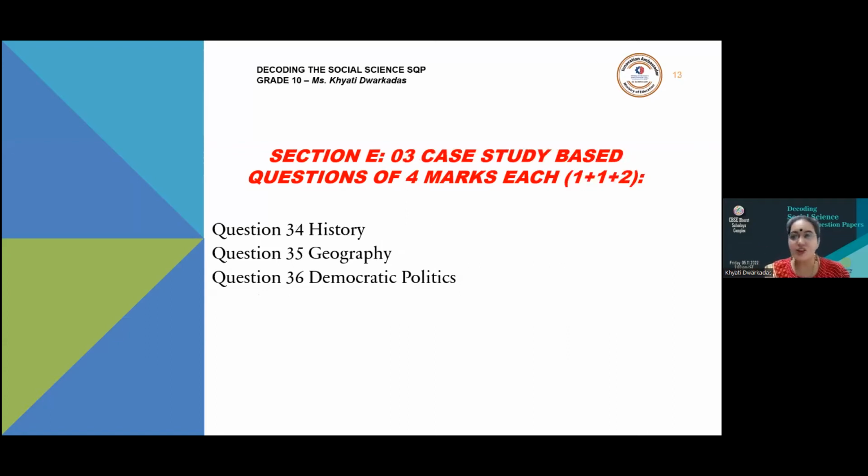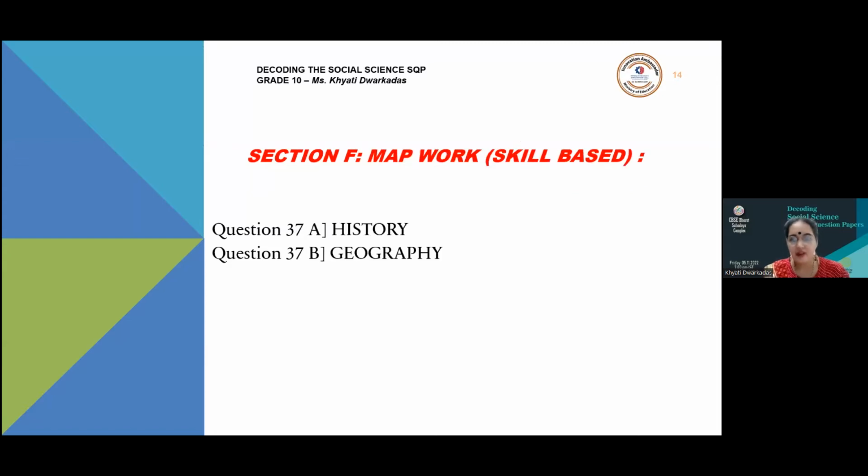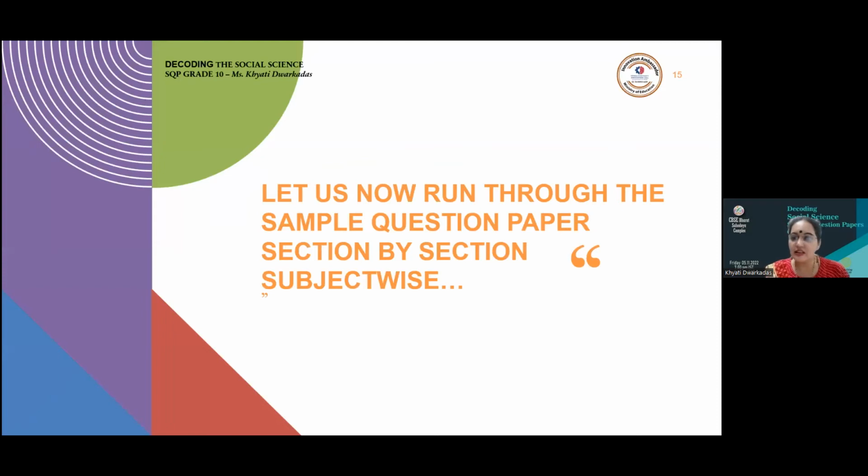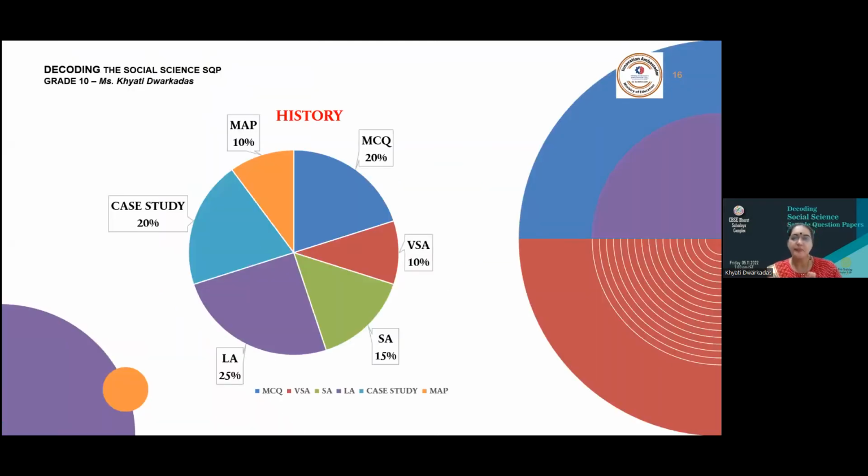Section E is your case study, where you have 3 case studies. The sample paper shows you 1 case study from history, 1 from geography, and 1 from democratic politics. The mark breakup is 1, 1, and 2, which makes it 4 marks each. The map work remains skill-based with 2 marks of history and 3 marks of geography. So let us run through the sample paper section by section, subject-wise.